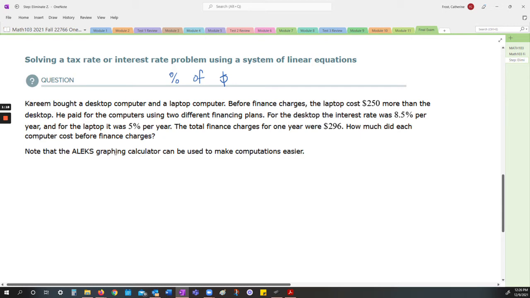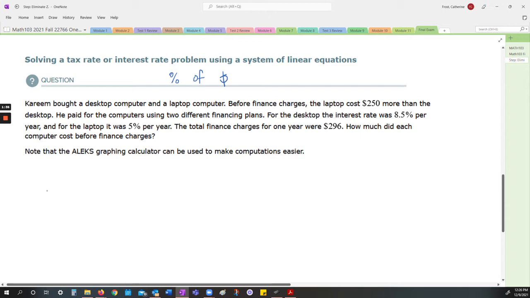By the way, it has this thing about using the graphing calculator. I think that's more trouble than it's worth, but we can talk about when that would come into play. So before we can do that, we have to come up with some sort of equation, though. And so I like to do a table.